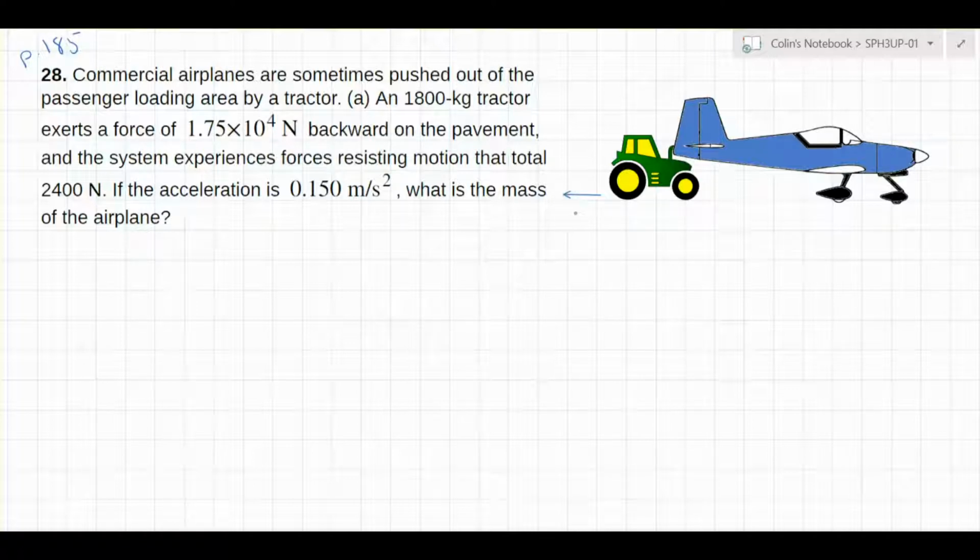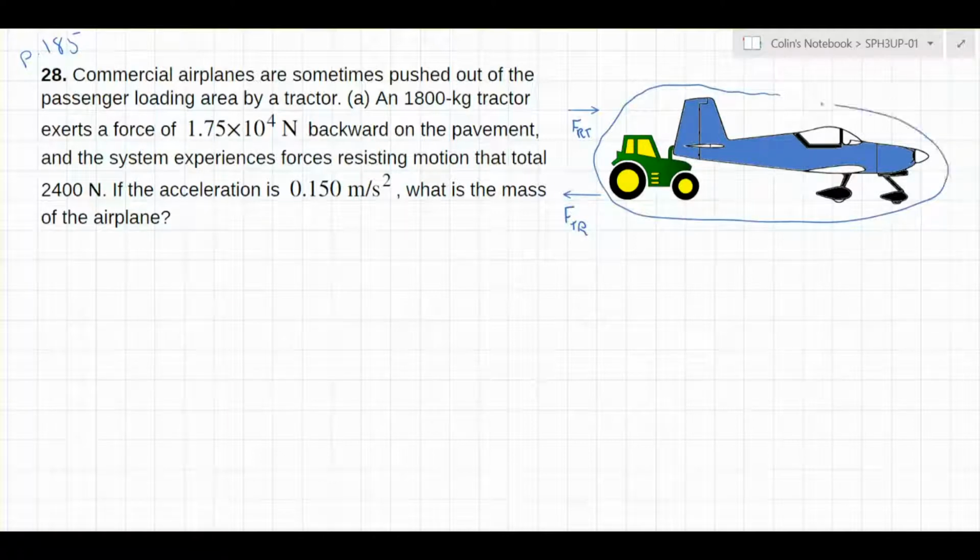So the question talks of the tractor exerting a force backward on the runway, but of course Newton's third law says that the runway exerts the same force in the opposite direction on the tractor. And of course this force acts on the total mass of the tractor and the plane combined. And before we start, we'll establish our directions, positive and negative. Then, let's set up our free body diagram.